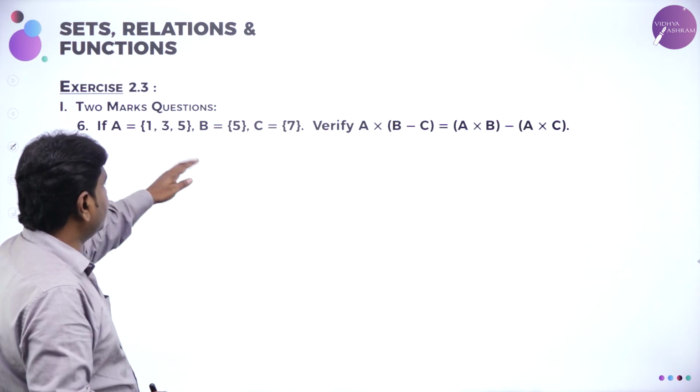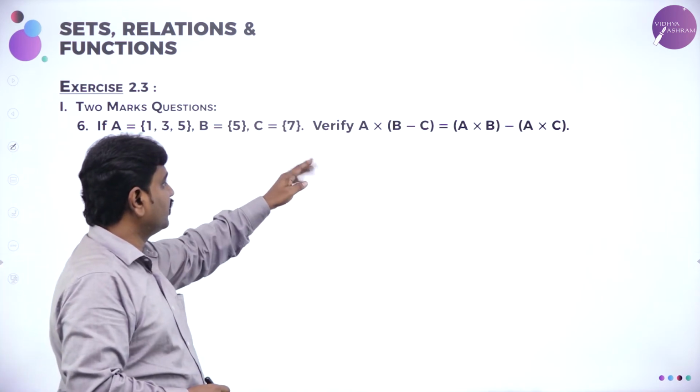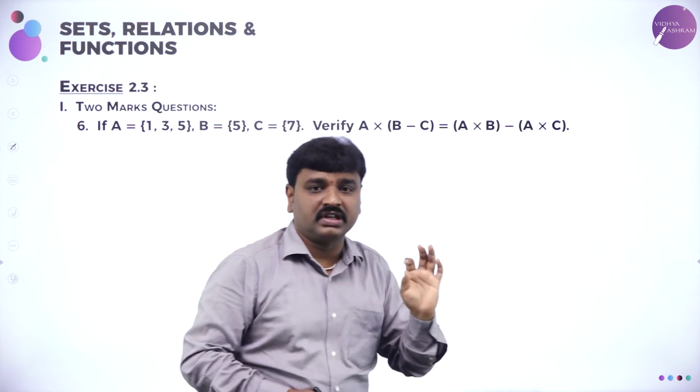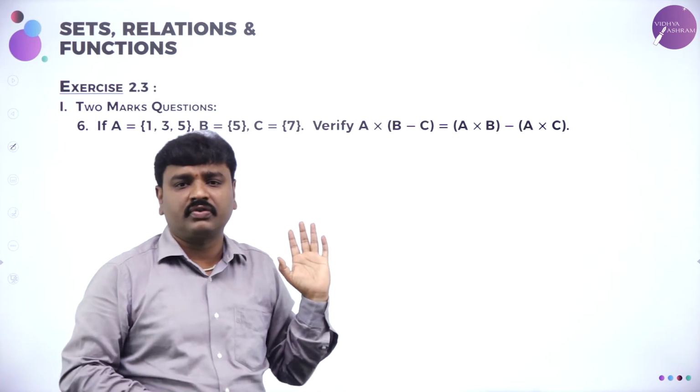Set A is {1, 3, 5}. Set B is {5}, set C is {7}. Verify A cross (B minus C) is equal to (A cross B) minus (A cross C). They are asking you to verify whether this is true or not.